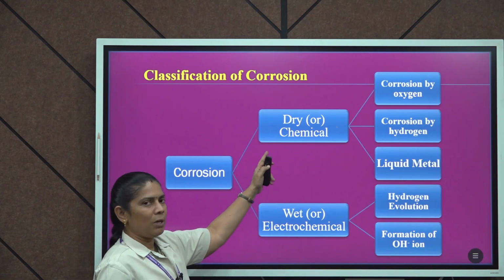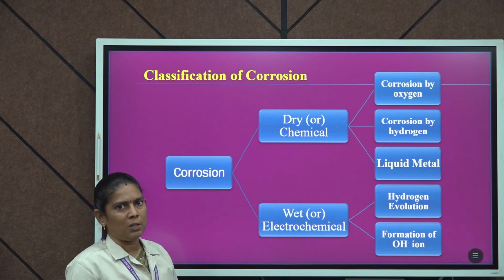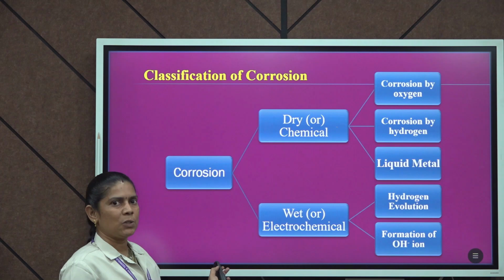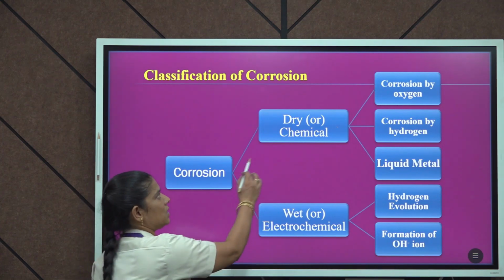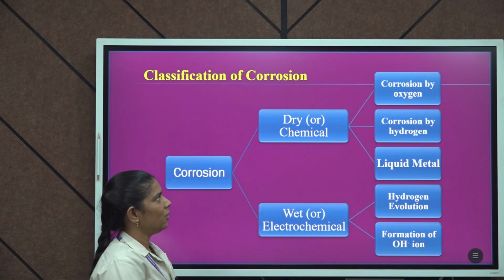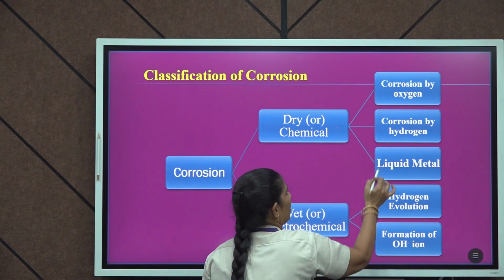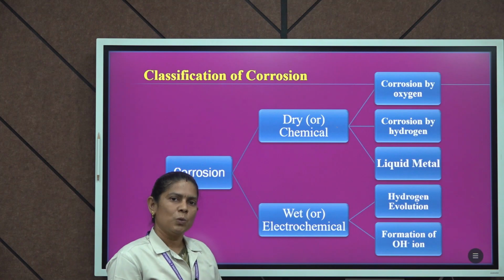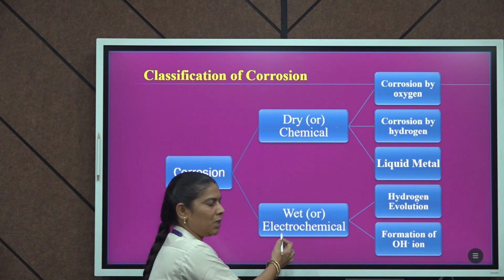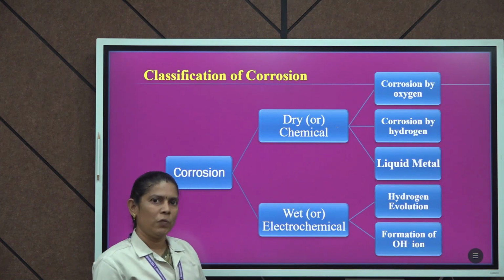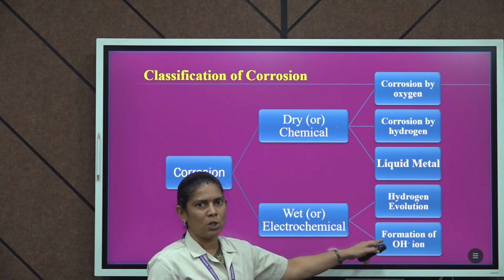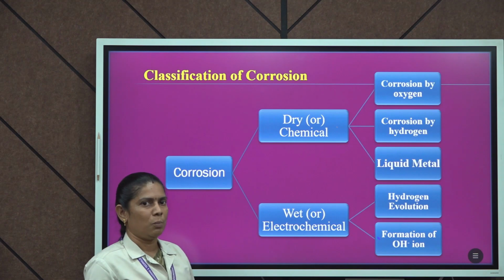One is chemical corrosion, another one is electrochemical corrosion. So, the classification is based on the environment. In the previous lecture we had covered the first type, chemical corrosion, and the types of chemical corrosion. Now, we are going to see what is electrochemical corrosion, otherwise called wet corrosion, and what are the hydrogen evolution type and the formation of hydroxide ion. Let us see one by one.